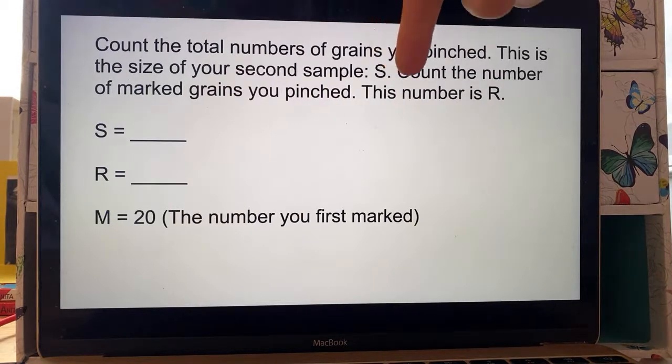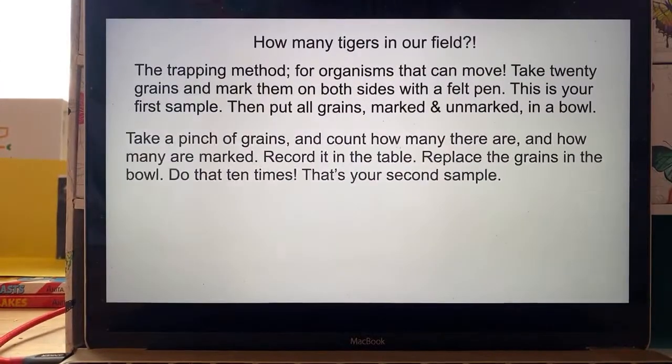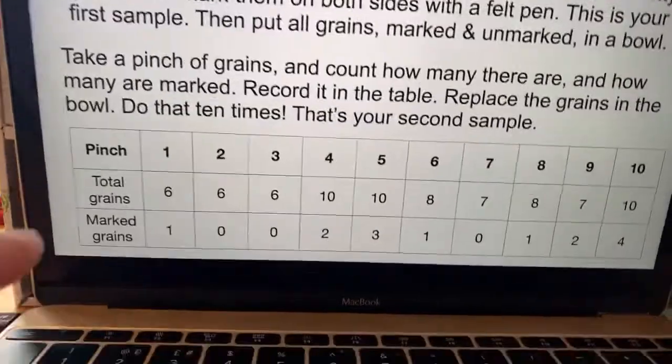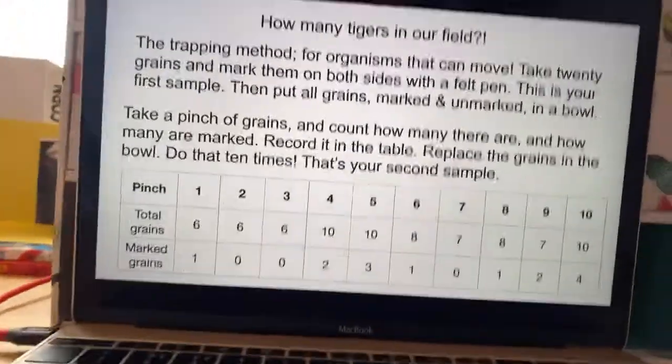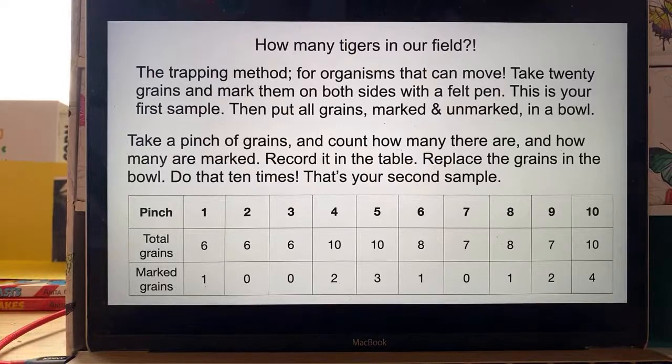And this is what we call S. That's the size of your second sample. So the total number of grains that you pinched, right? So for me, that's all the ones in my middle row here. I'm just going to use a calculator, and then I can test again and again whether I've got the right answer, okay? So I'm going to do it in silence so that you can do your numbers alongside me if you are.